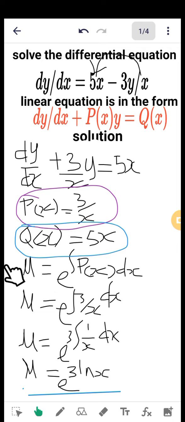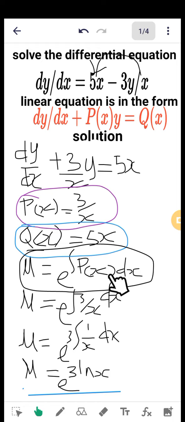Then we find the integrating factor mu. The formula for finding the integrating factor is e raised to the power integral of p(x) dx. So always keep this in mind. My integrating factor is given by e exponent integral of p(x) dx. My p(x) is 3 over x, so we make a substitution: wherever I see p(x), I will substitute 3 over x.